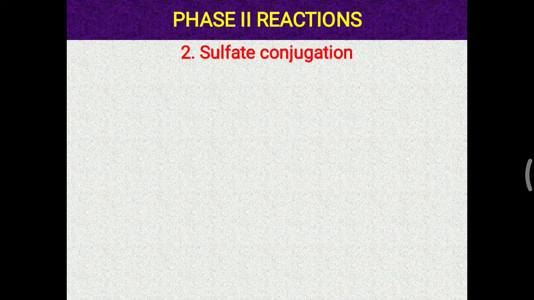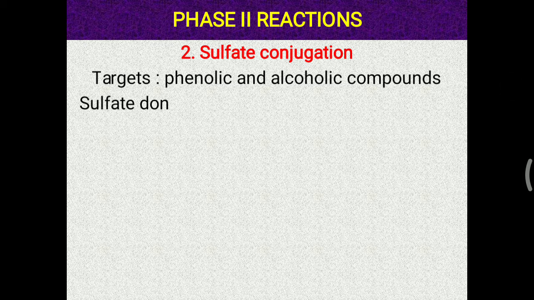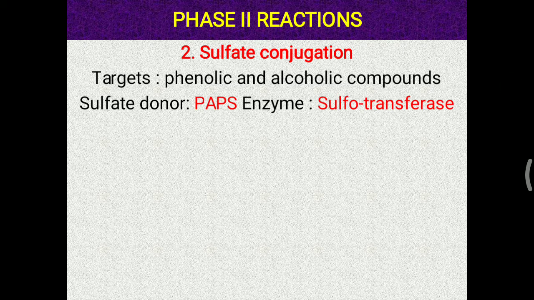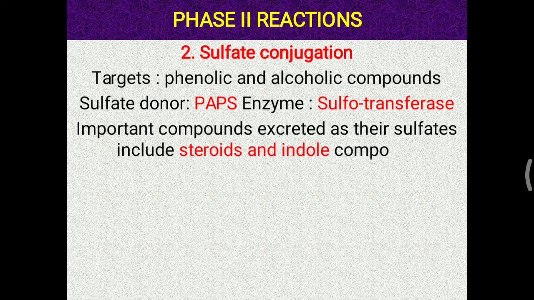Now further, in this phase 2 reaction, sulfate conjugation targets phenolic and alcoholic compounds, which are mostly conjugated with sulfate. We have seen benzene to phenol and phenol to phenyl sulfate. The sulfate donor is PAPS, and you have to remember the full form, phosphoadenosine phosphosulfate. The enzyme is sulfotransferase. Important compounds excreted as sulfates include steroid molecules and indole.